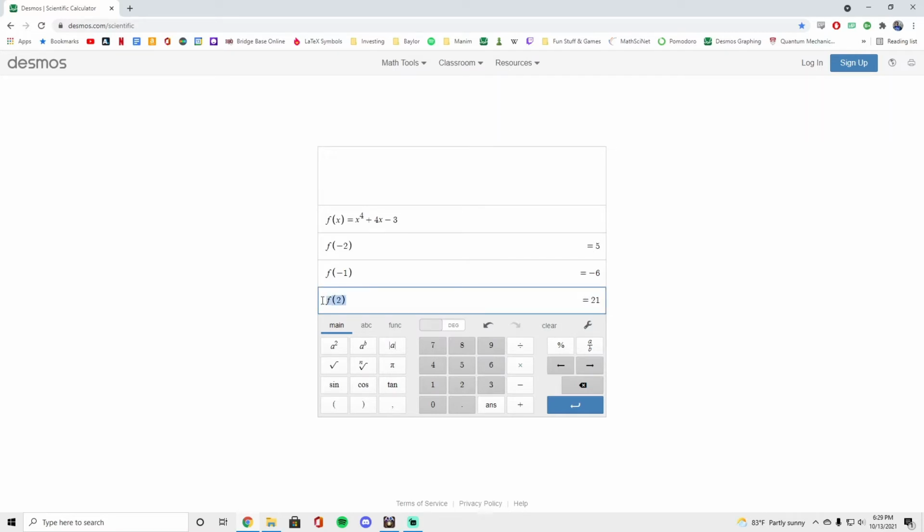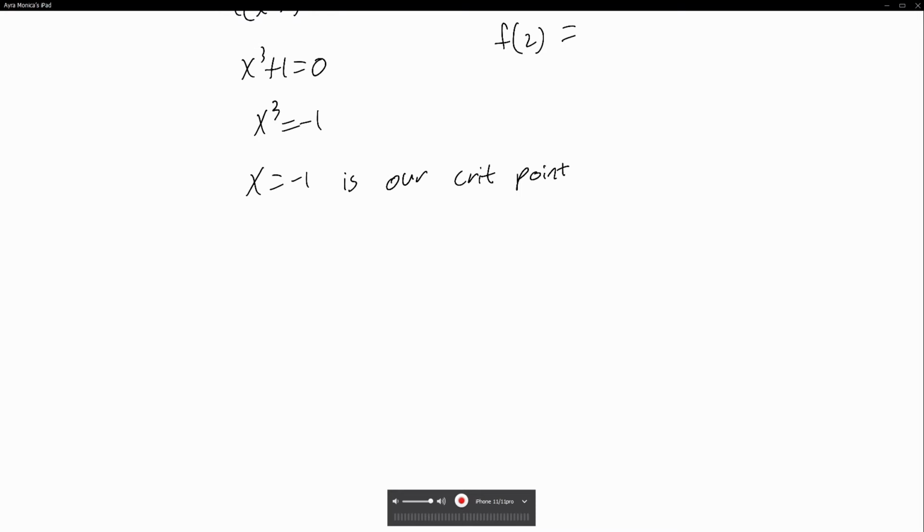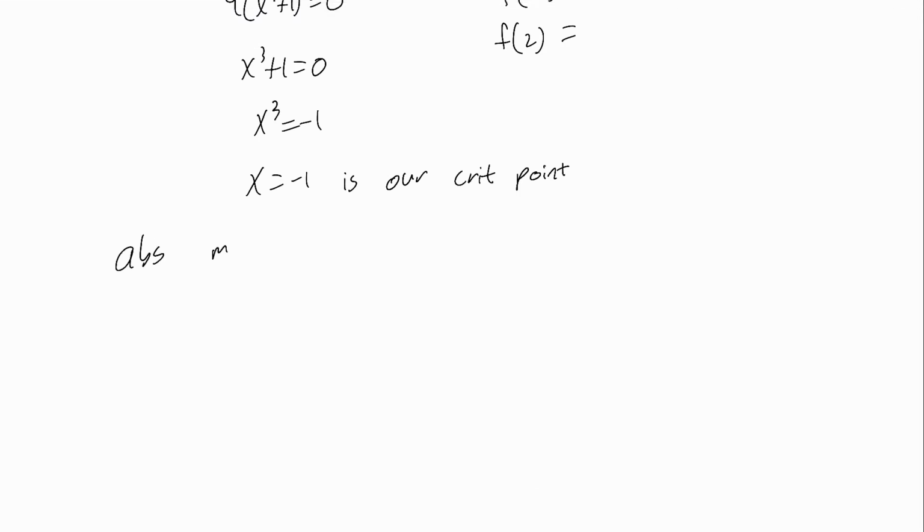All right, and that happens at f of 2, so that tells us that the point 2, 21 is our absolute maximum. And the smallest output is minus 6. Heck, it's the only negative one. So that tells us that at x equals negative 1, we have an absolute minimum. So let's write that out. We're going to say that the absolute min is at -1, -6, and the absolute max is at 2, 21.